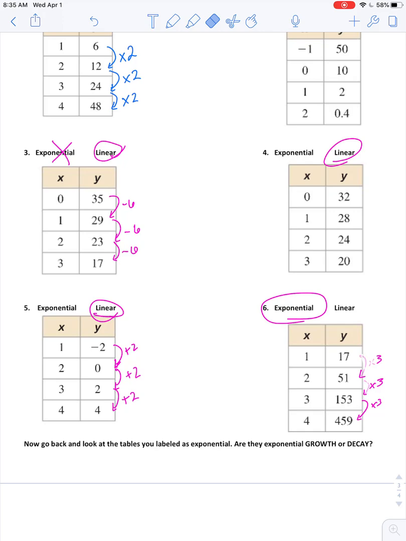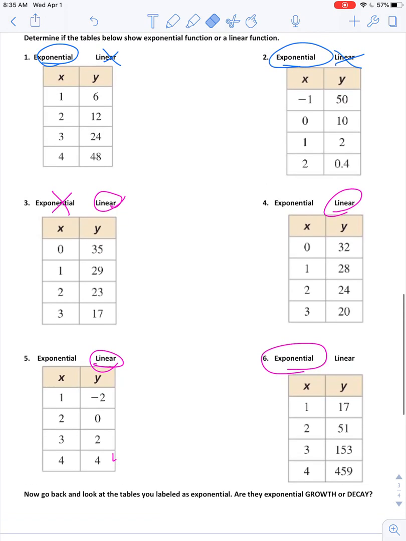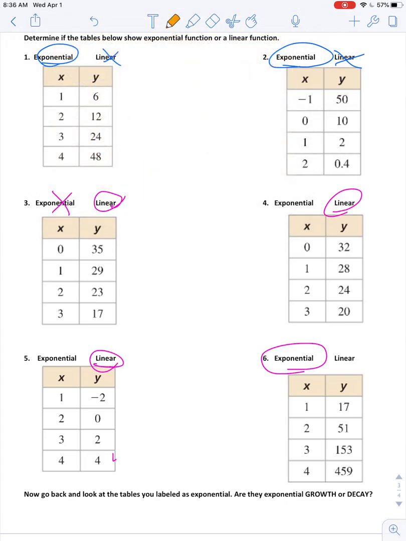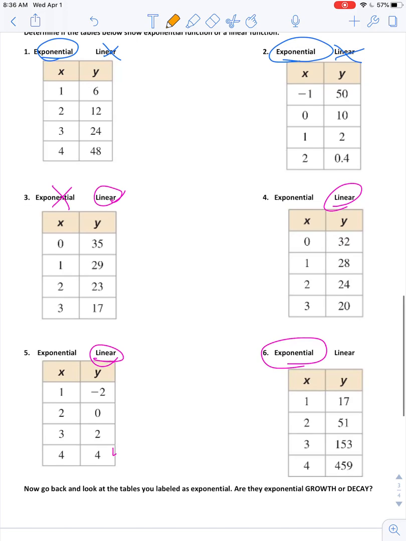And our very last question for the day, before you take your Google form quiz, is I want us to go back and look at these exponential functions. And we're just going to see if these are growth or decay. So are the numbers in the right column getting bigger and bigger, or are they getting smaller and smaller? So we don't need to worry about the linear ones. We're just going to focus on the exponential.